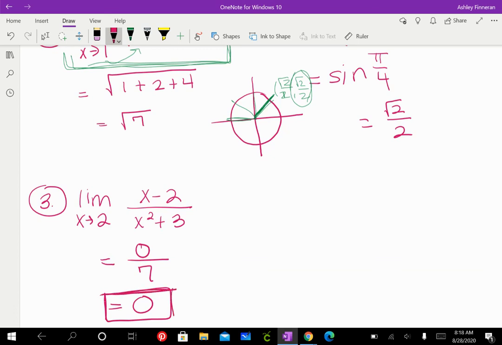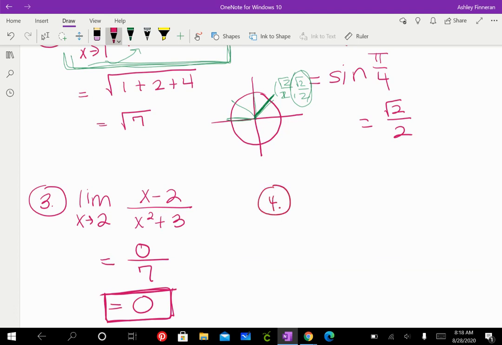Sometimes students get confused between a number over 0 and 0 over a number. If I take 0 pencils and I put them into 7 groups, I have 0 pencils in each group. That's where that comes from. So don't let having a 0 in the numerator throw you off. 0 divided by a number other than 0 is just 0.